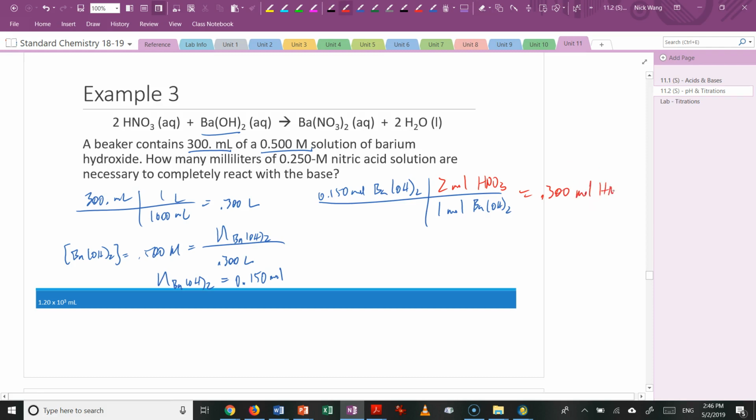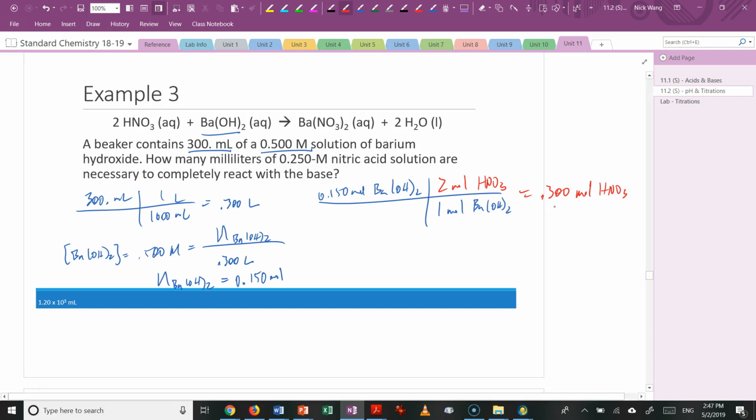0.300 moles of HNO3. Now again, the key thing about this specific calculation is that this is the mole amount of HNO3 that will completely react with the 0.150 moles of barium hydroxide you figured out from using this solution. All right, this solution right here tells you that.